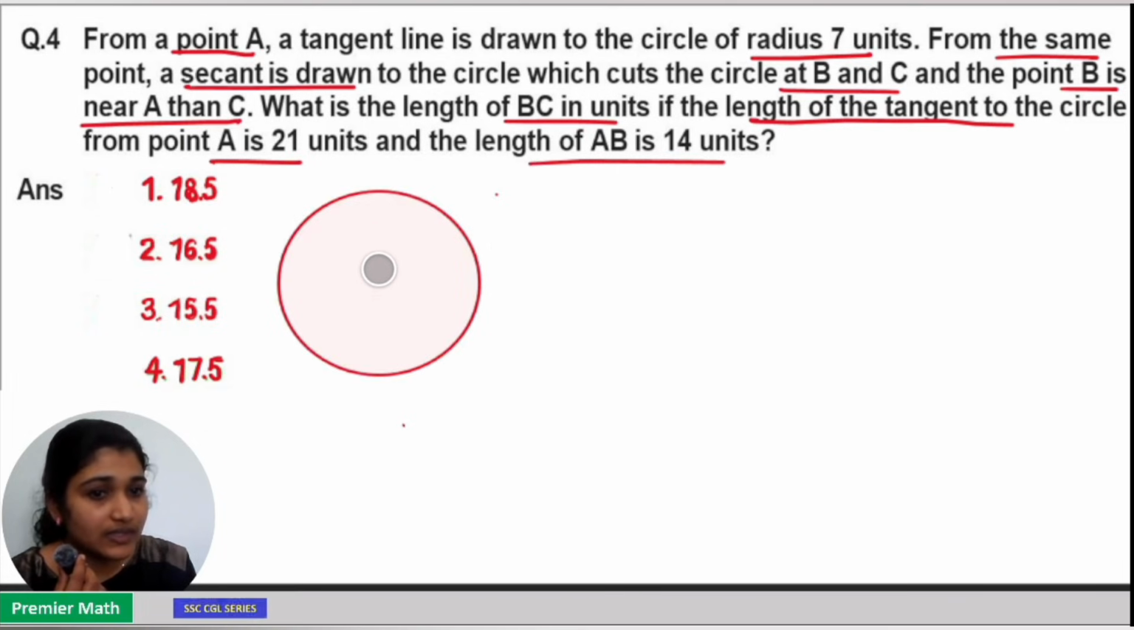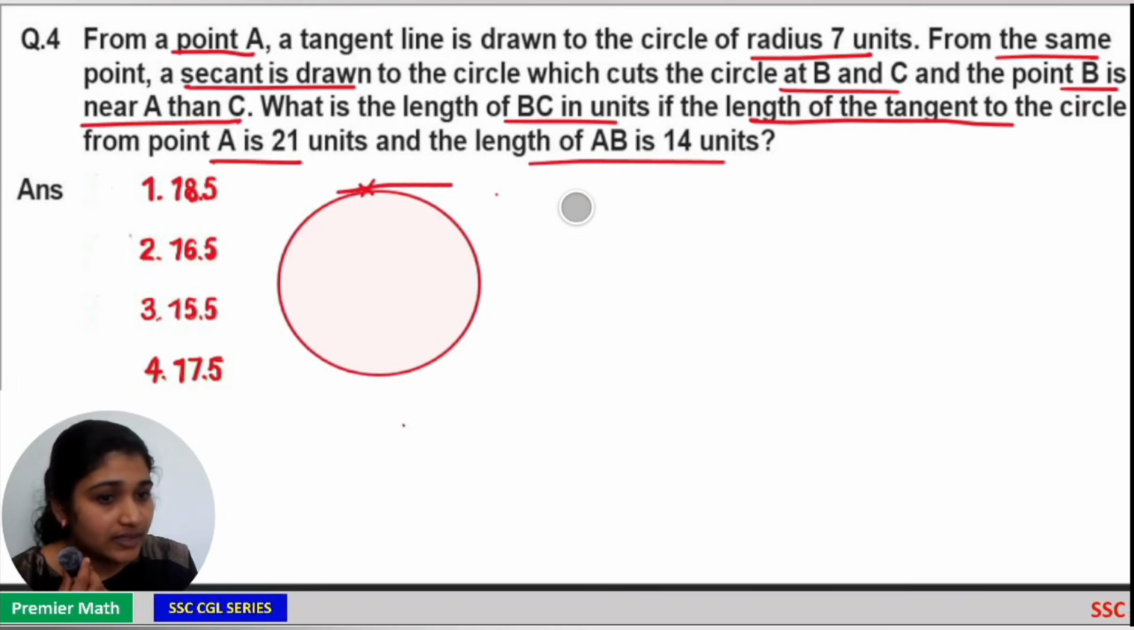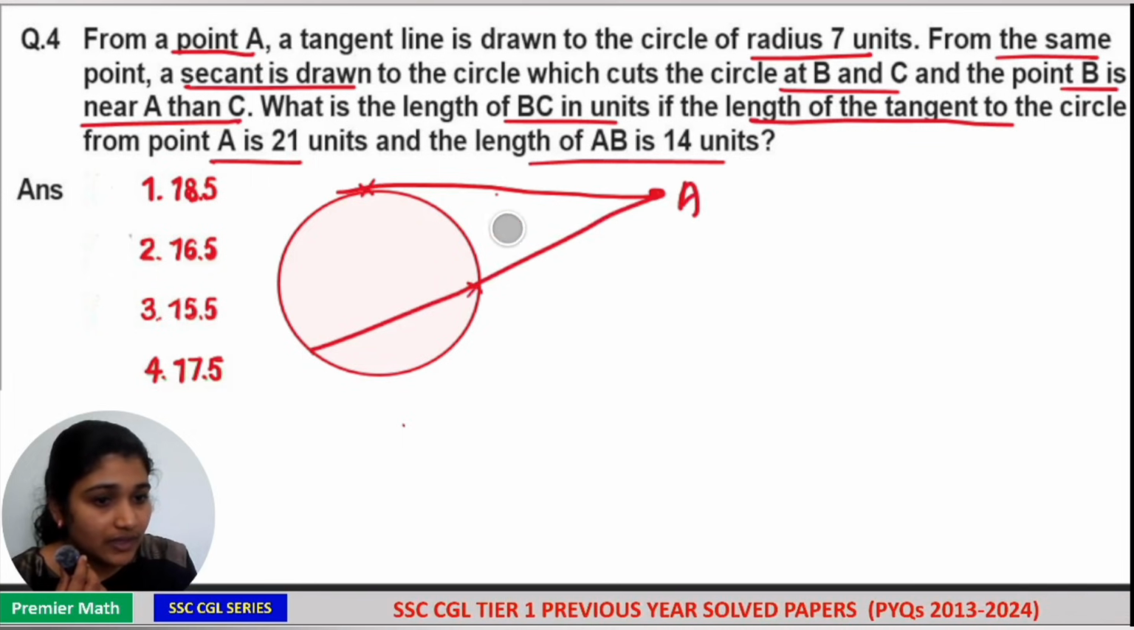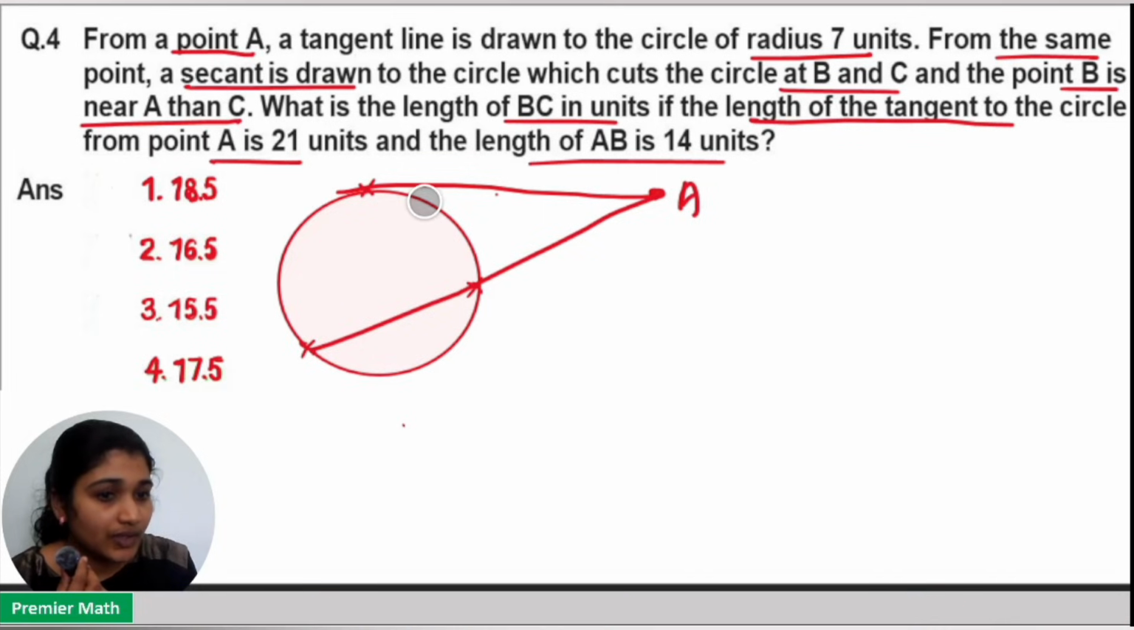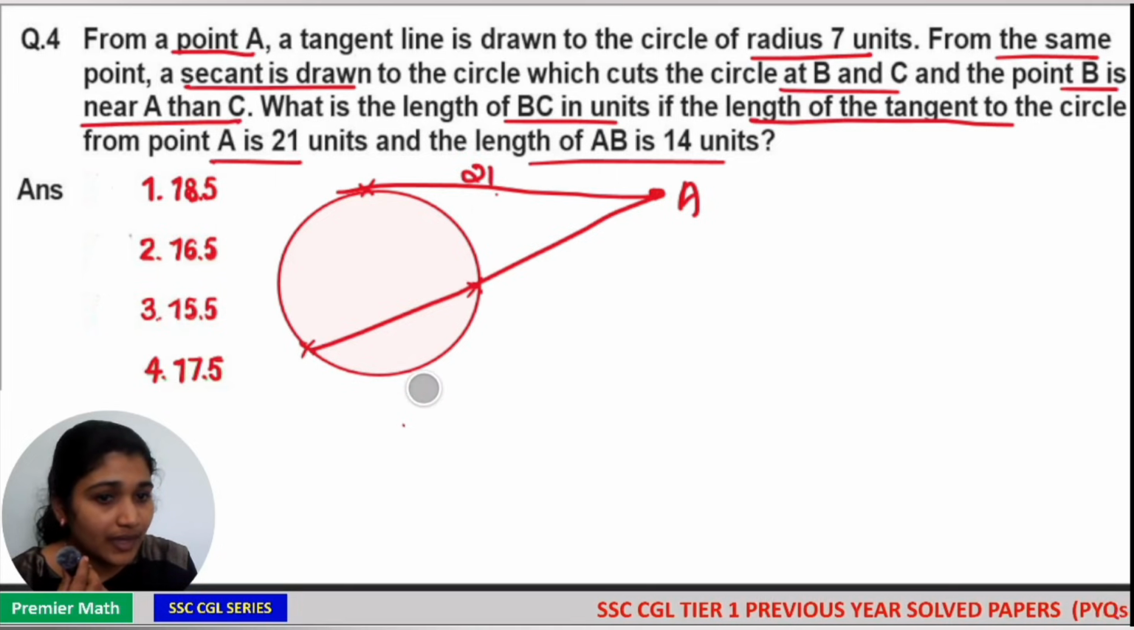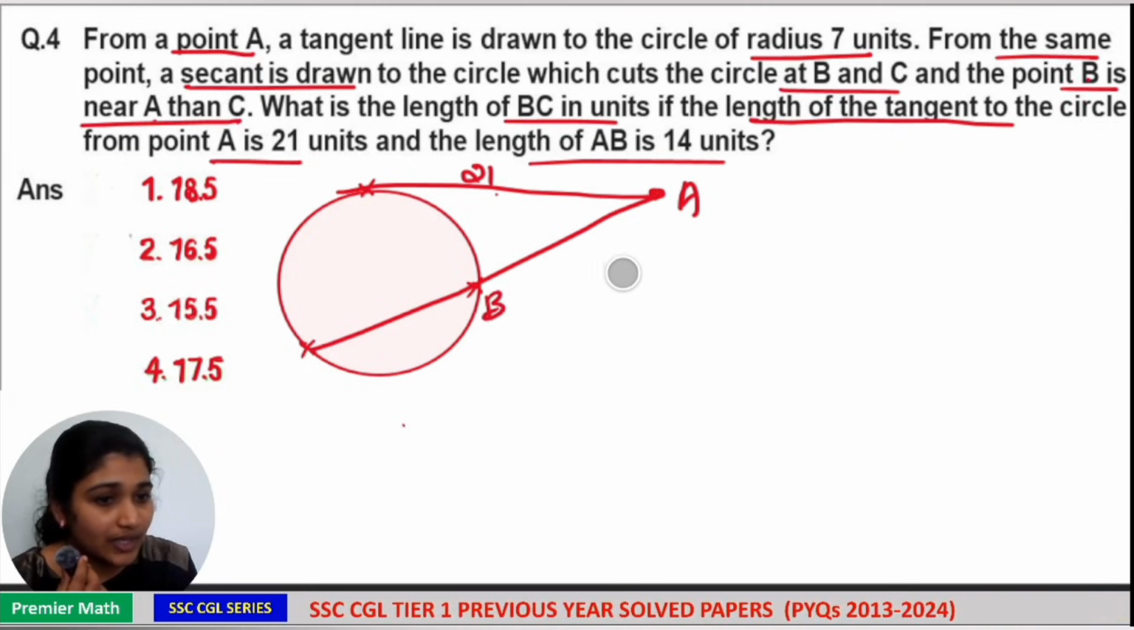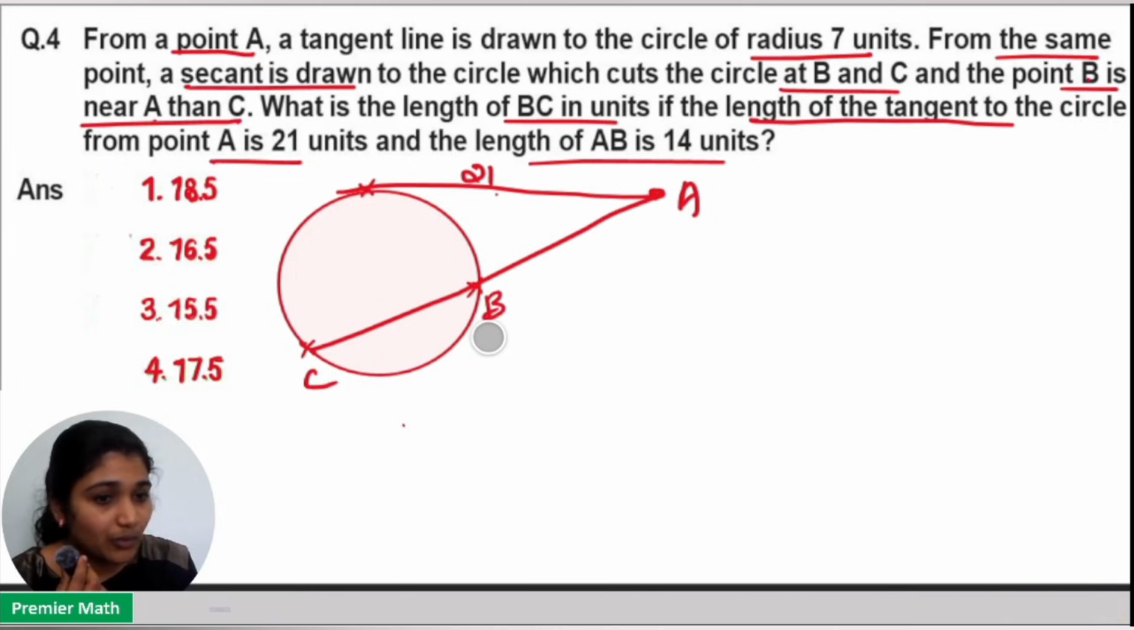Here, if this is the circle, a tangent is drawn from point A. Now, from the same point A a secant is drawn. Secant means cutting the circle at 2 points. Now here the tangent length is given as 21 units, and the length of AB. Point B is nearer to A than C. So point B is nearer to A. Now AB is equal to 14 units.